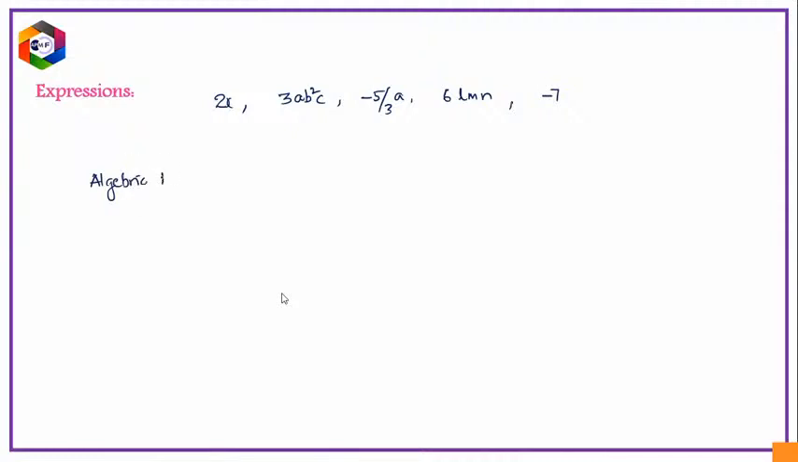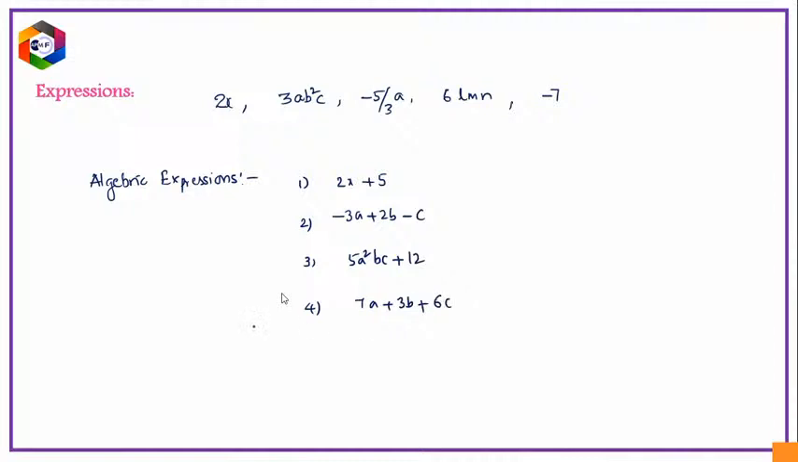So, algebraic expressions are combinations of terms with plus or minus sign. So, for example, 2x plus 5, it is an algebraic expression. Minus 3a plus 2b minus c, it is an algebraic expression. Or 5a square bc plus 12, it is an algebraic expression. And 7a plus 3b plus 6c, it is an algebraic expression. So algebraic expressions are the combinations of terms either with the sign plus or minus.